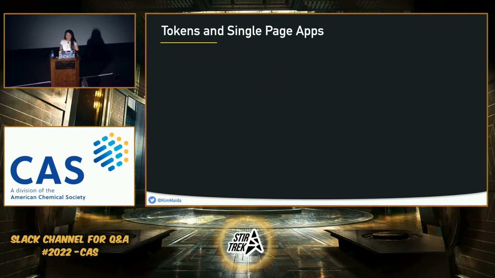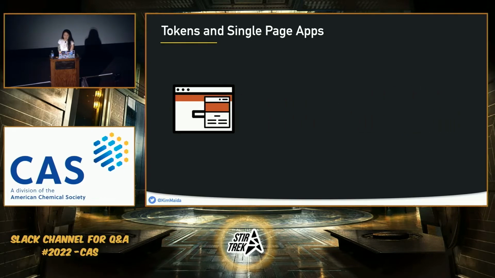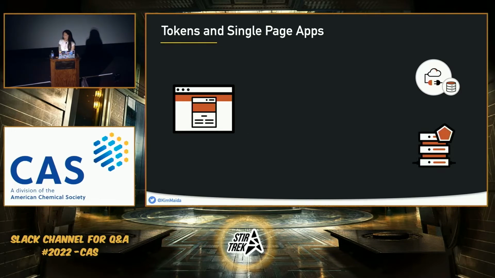But in this architecture, we have the browser, and then when the user navigates to the application, the app is actually compiled, downloaded, and runs in the browser. Then we get resources from an API, and we have an authorization server.